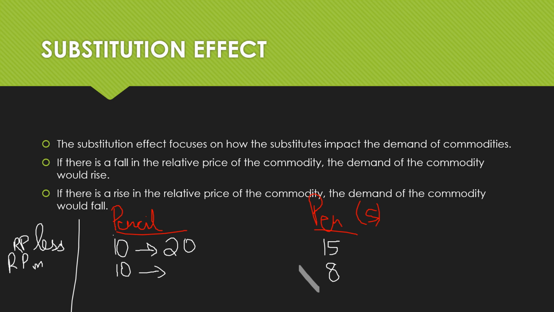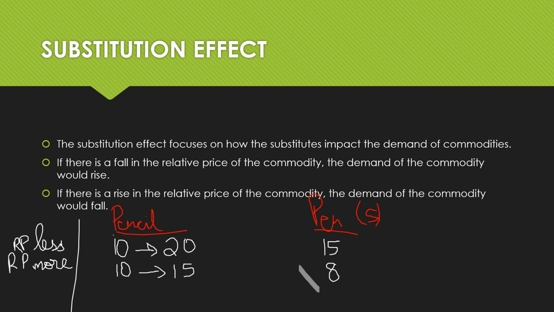I'll write it as more. Relative price is more. In the initial case, we saw that the relative price is less because compared to 15, 10 is less. Now we're seeing that the relative price is more, that is, 10 rupees is more than 8. So since the relative price of pencil is more, the demand for pencil is going to fall. Let's say it has fallen to 15. Now 15 people are buying my pencils, but 5 of my consumers stopped buying pencil because they went to buy pens. So demand for pencil fell.